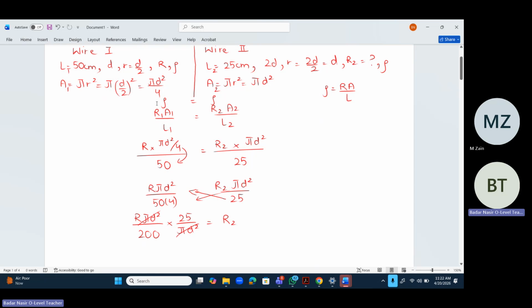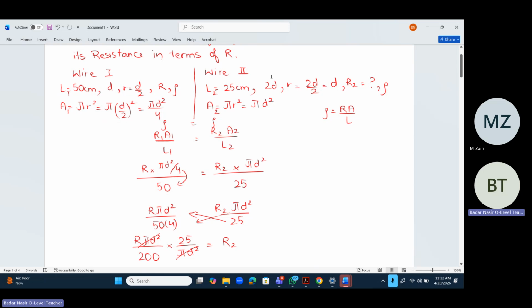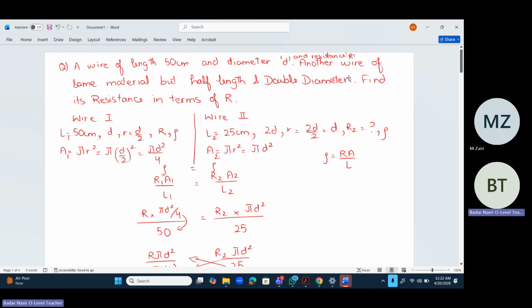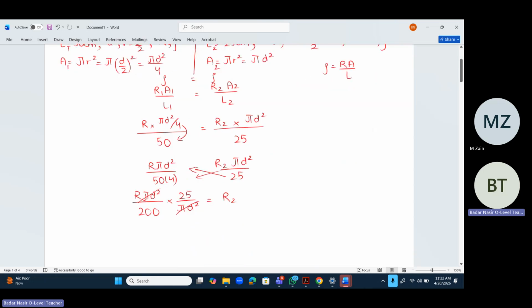क्योंकि इसका जो डायमीटर है वो d है, इसका रेडियस होगा d ओवर 2. R2 का डायमीटर d है. इसका रेडियस d है, डायमीटर इसका 2d है, double diameter. Okay. So this is how we can calculate the value of R. So 25, 8 times R over 8. So this is how we calculate the value of R2.